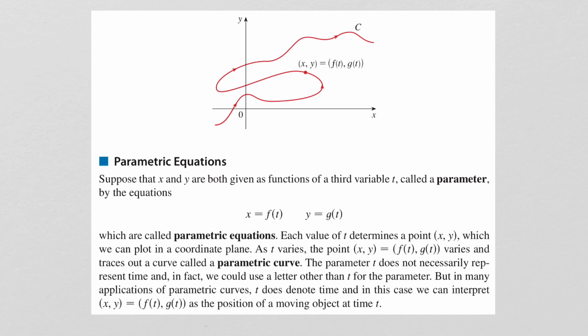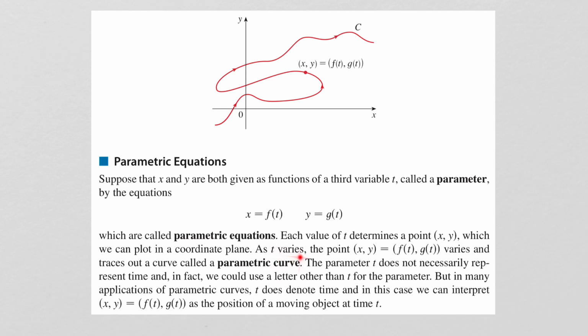In such cases, it is sometimes possible to express this curve by using something called parametric equations. Basically, what happens here is that the x variable can be written as a function of a third variable t, and the y variable can also be written as a function of that third variable t. And when x and y are both given as functions of this third variable, the third variable t is called the parameter, and the equations x equals f of t and y equals g of t are called the parametric equations. Now each value of t determines a point xy on the curve.